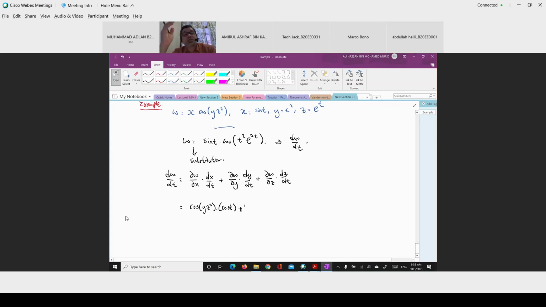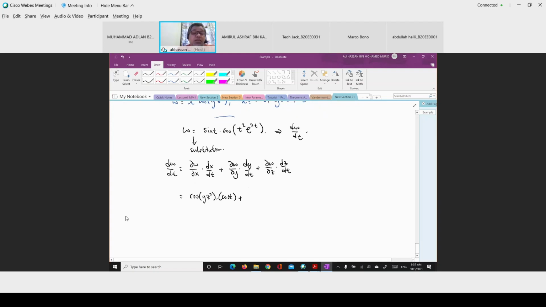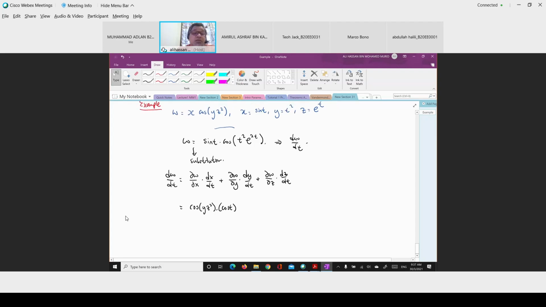Use the chain rule. The function is cosine. Y is inside the cosine function. So you need to differentiate the outer function cosine first to get what? Minus sine, isn't it? First you differentiate cosine, you will get a minus x sine.